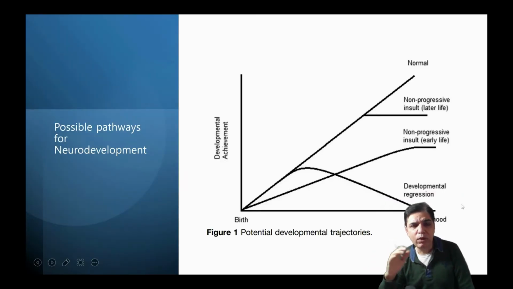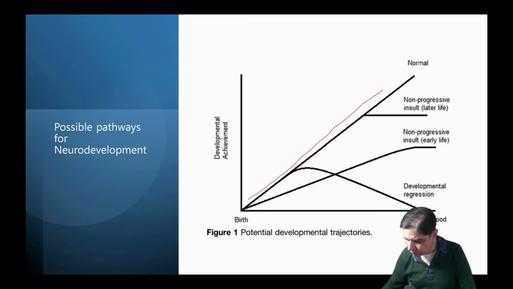Now, how a child grows, basically, as far as neurodevelopment is concerned. There are different possible pathways. If you look at this diagram, you can see a normal child from birth onward till adulthood, he would slowly and gradually progress. So there are milestones which he achieves at different points in time.